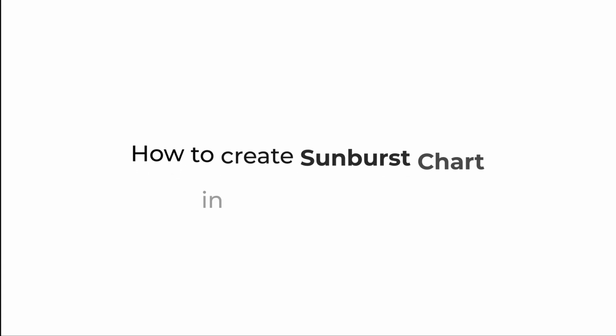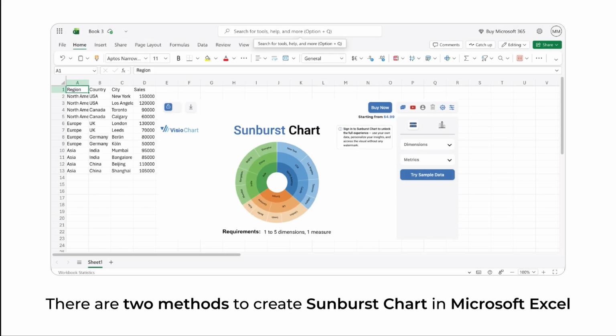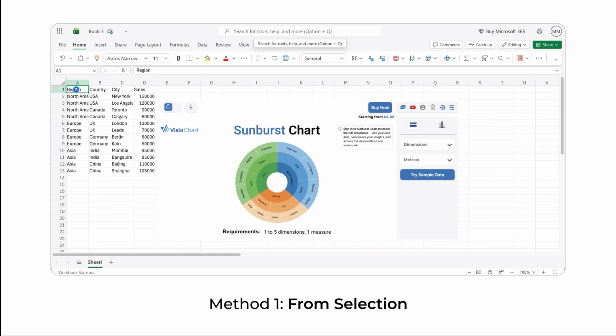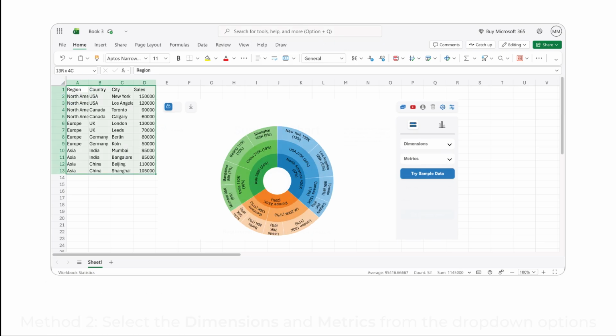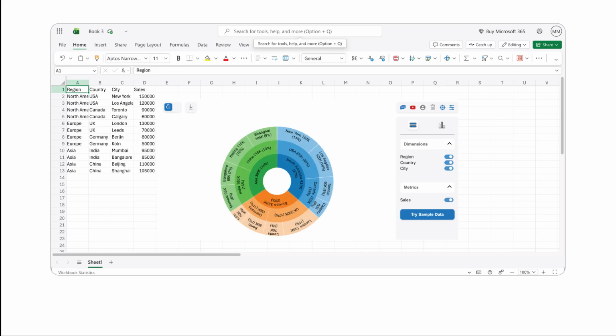How to create Sunburst chart in Microsoft Excel. There are two methods to create Sunburst chart in Microsoft Excel. Method 1, from selection. Method 2, select the dimensions and metrics from the drop-down options.